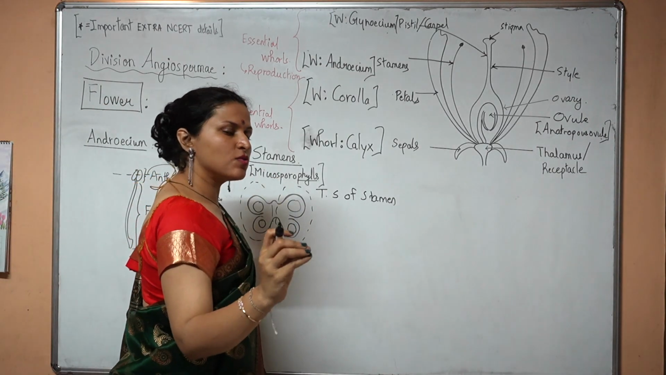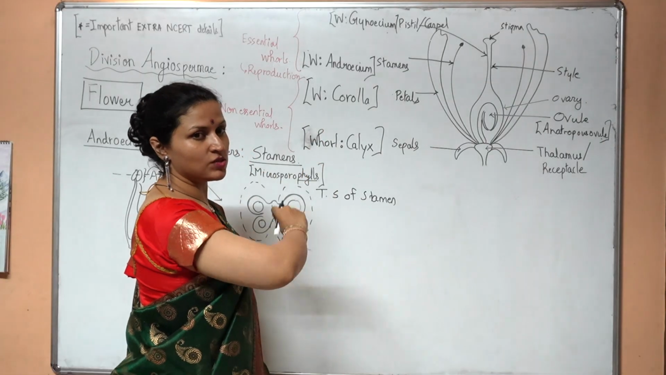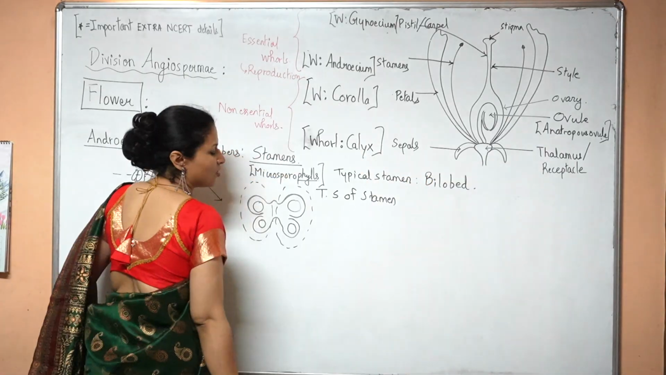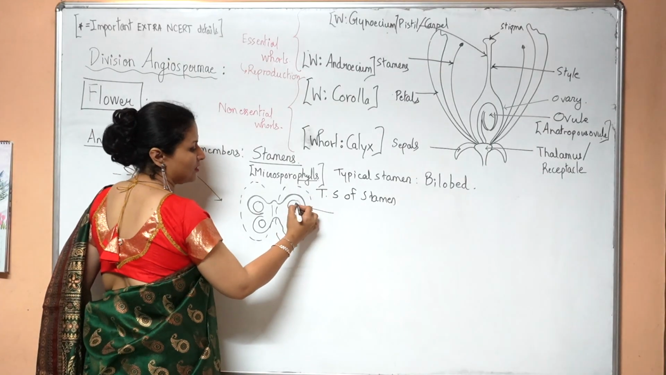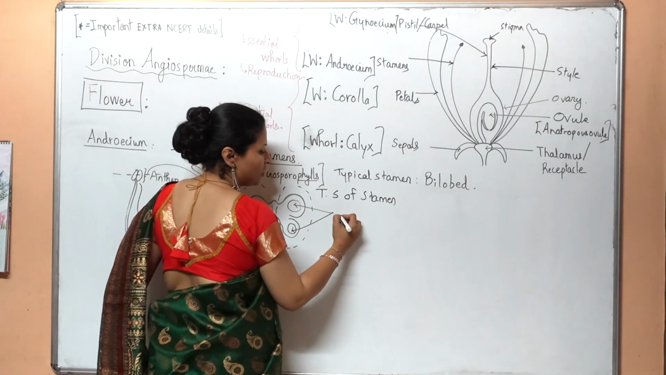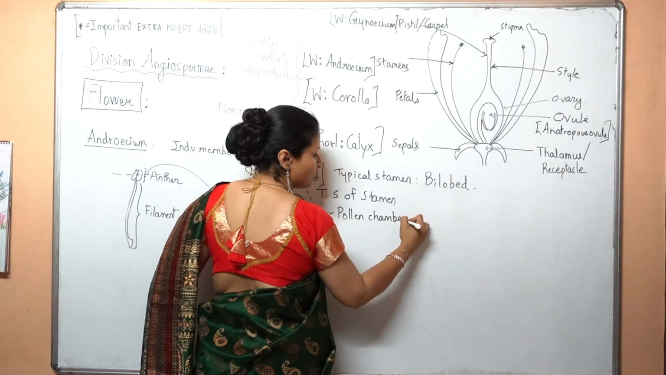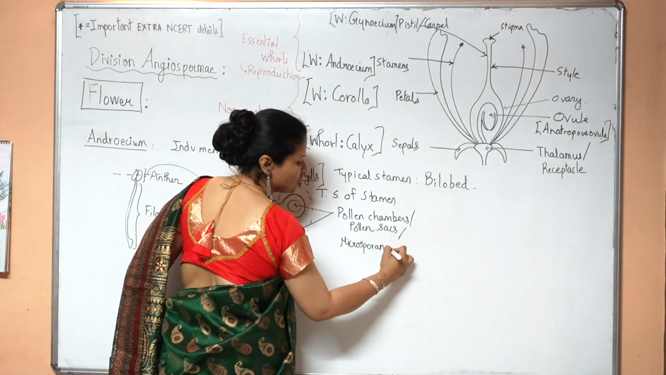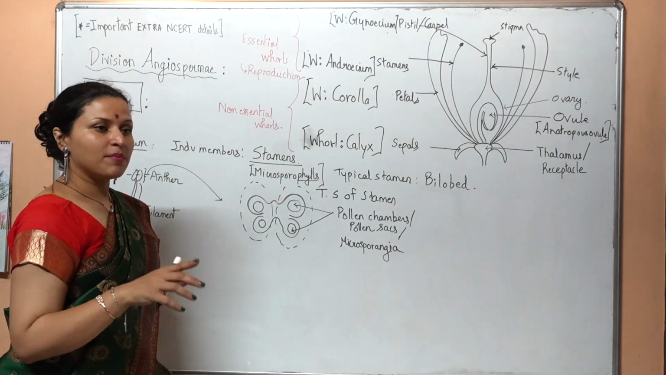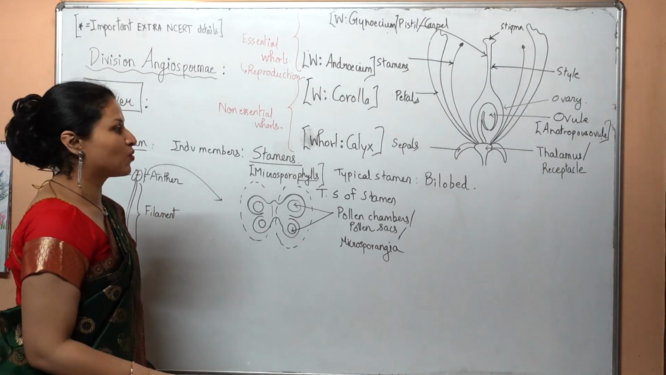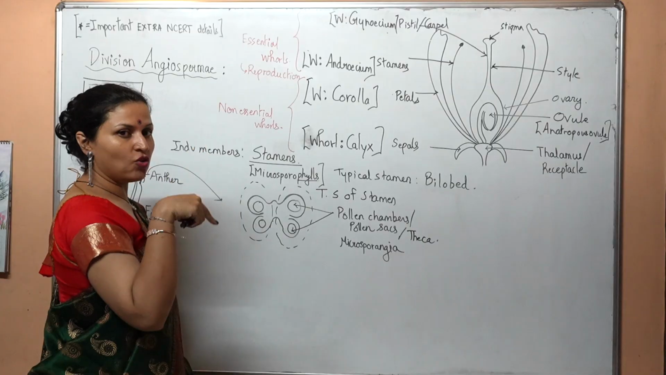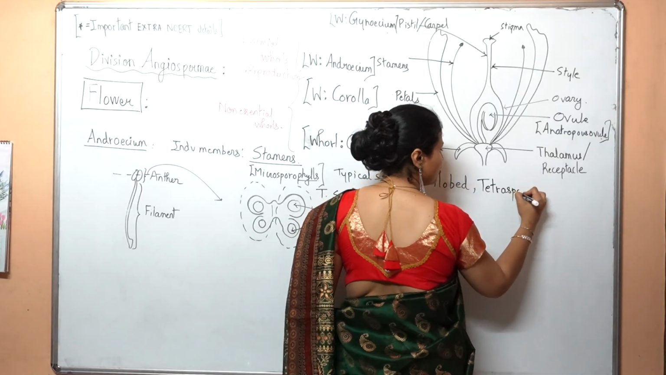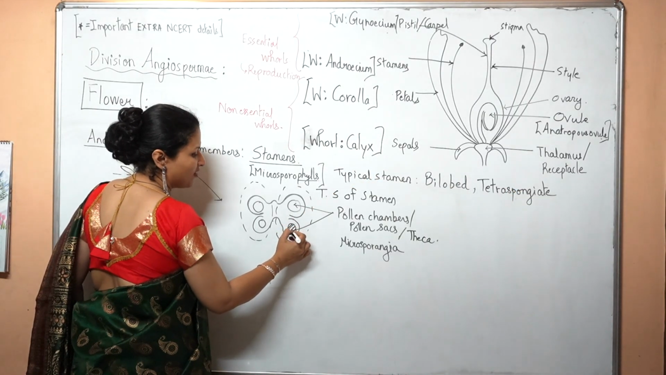Similar types of lobes were also present in the microsporophyll of the gymnosperms. If you remember, a typical stamen is said to be a bilobed structure. Also inside each of these lobes, you see that there are 2 chambers, isn't it? These 2 chambers are called pollen chambers, also called pollen sacs, also called microsporangia, sporangium singular, bags containing microspores. That's why a typical stamen is called a bilobed and tetrasporangiate structure.